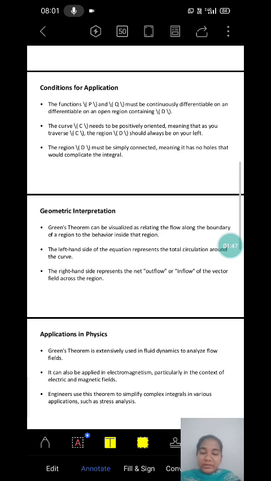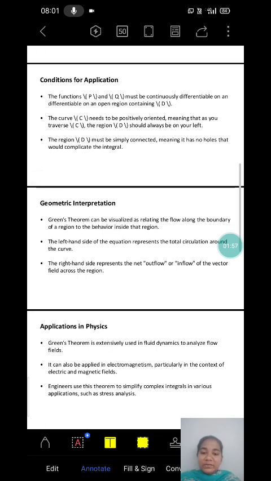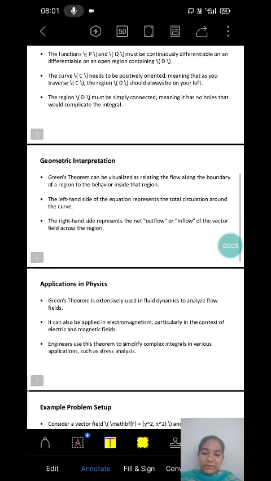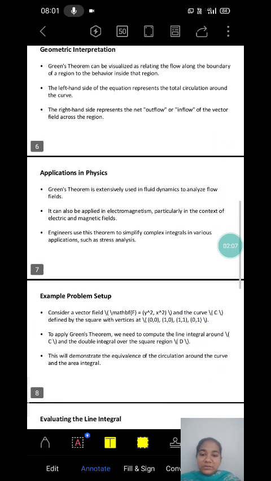Geometric interpretation. Green's theorem can be visualized as relating the flow around the boundary of a region to the behavior inside that region. The left hand side of the equation represents the total circulation around the curve, whereas the right hand side represents the net outflow or inflow of the vector field across the region.